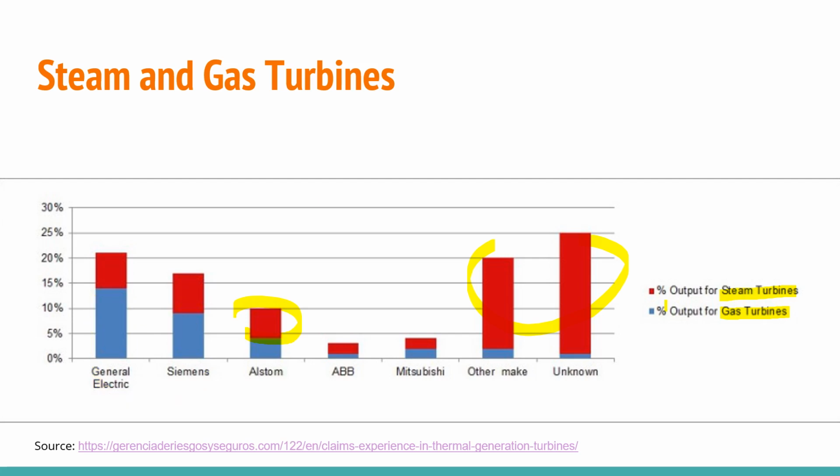This, it was wrong. So the steam turbines are the red one, and the gas turbines are the blue one. So the General Electric and Siemens are gas turbine big players, but they also play a big role in steam turbine.